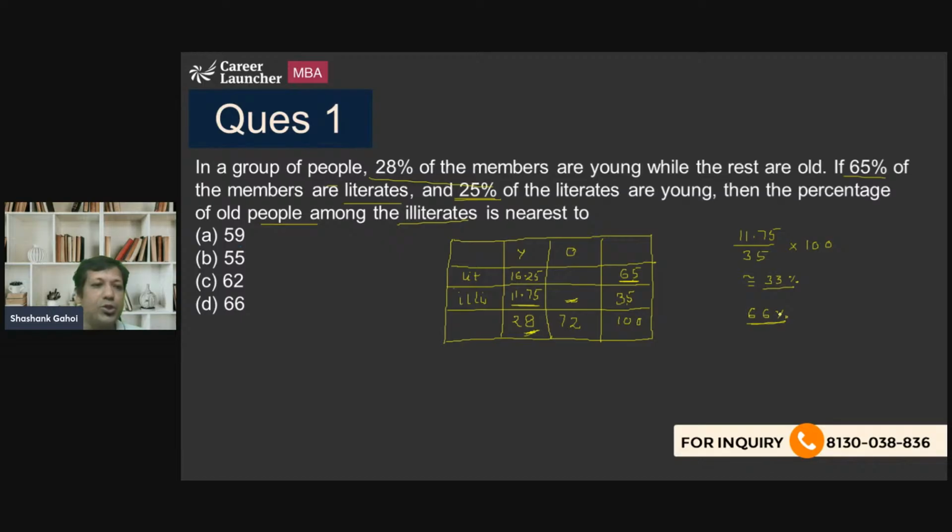So the answer to this question is going to be option D, that is 66%, and that's the approach you can take to solve these kinds of questions. Is this question difficult? No. Is it doable in the exam? Yes, you can definitely do this question in the exam. And to visualize the data very clearly, if you make a table, things will be far easier for you. Okay, now let's move on to the next one.